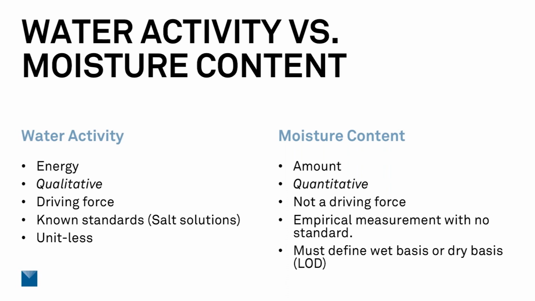For water activity, we already discussed that it's unitless because it's a ratio of vapor pressures with units canceling out. And also for loss on drying, which is the most common method here, you need to define either wet or dry basis before you begin.